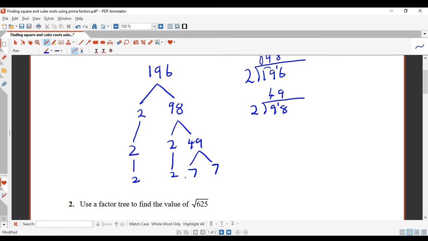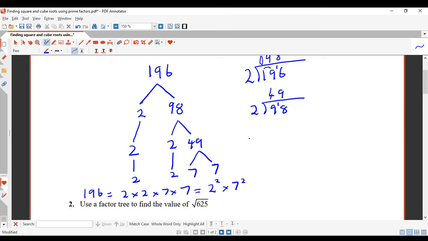Okay, now all of these are prime factors. So I can say that 196 is equal to 2 times 2 times 7 times 7. Now, we can put this in index form, can't we? 2 times 2 is 2 squared. And 7 times 7 is 7 squared. So we've written 196 as 2 squared times 7 squared.